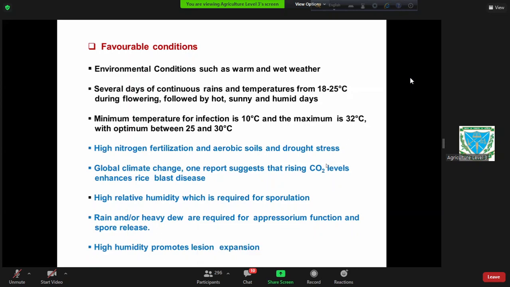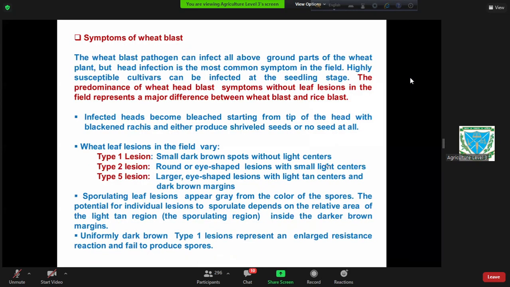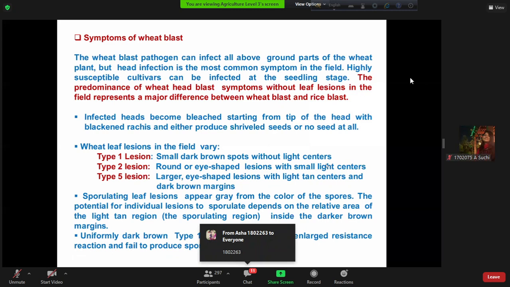You see here. Usually, we can notice the symptom on the above ground parts, but the most common symptom is infection of the head. Usually, in case of wheat blast, we cannot see the leaf infection. Most of the cases, we cannot see the leaf infection, but we can see the infection on the head.